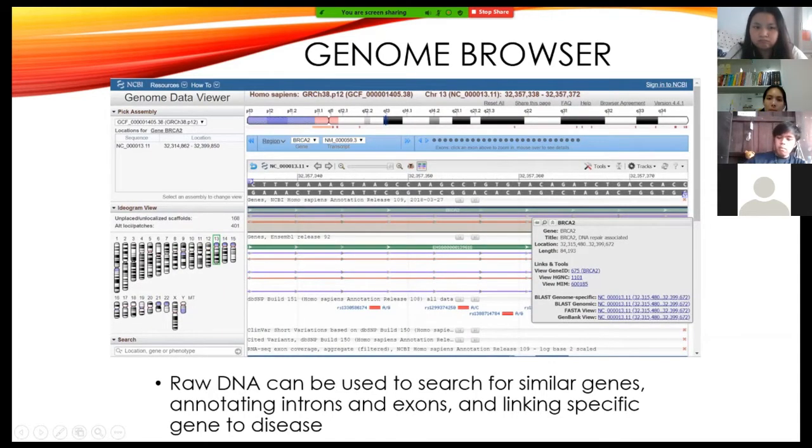And the place that you can look at the DNA in the location of the genome would be called a genome browser, such as this one, Genome Data Viewer from NCBI, or you can go to Ensembl. The usefulness of this web server is that you can search for similar genes, annotate introns and exons, and link specific genes to disease.